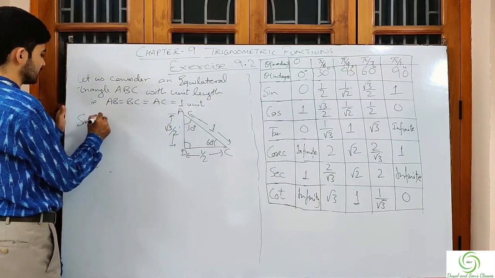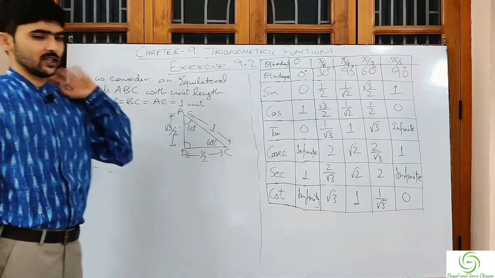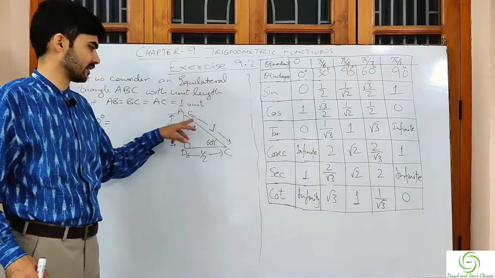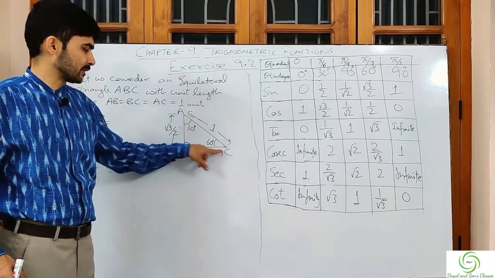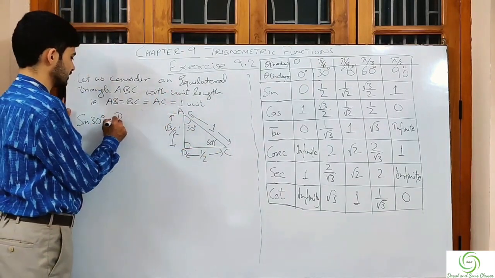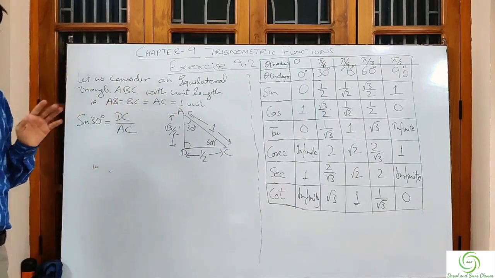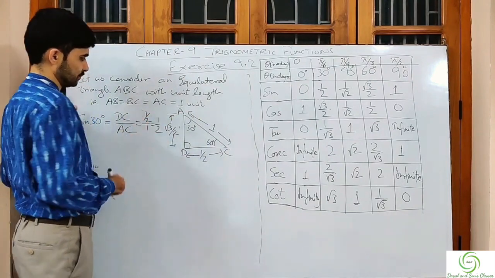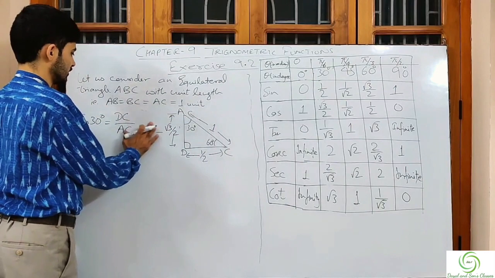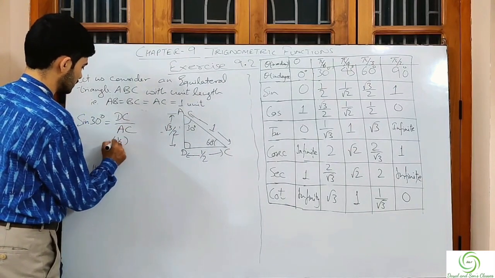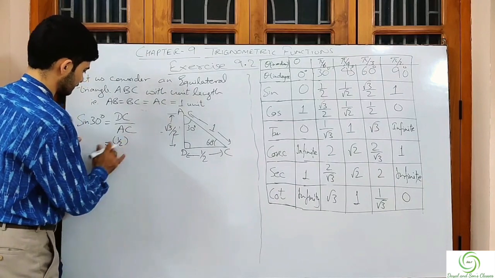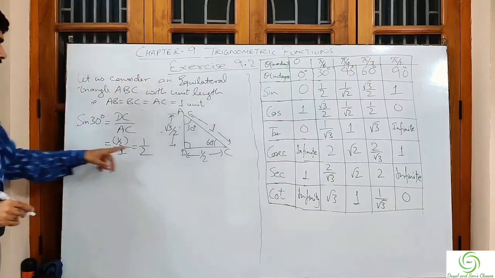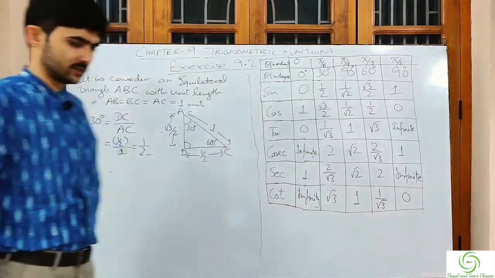Sin 30 degree is equal to, now sin theta is perpendicular upon hypotenuse. For this particular angle, this 30 degree, the perpendicular height is DC and the hypotenuse is AC. So DC upon AC is equal to 1 by 2 upon 1, which gives me 1 by 2. This implies sin 30 is 1 by 2, that's what we have got here.